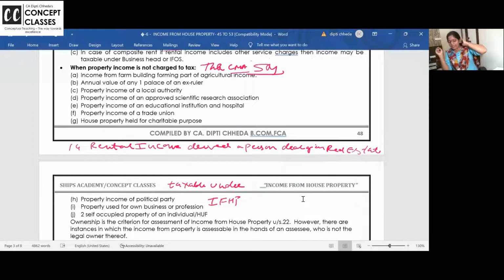When property income is not chargeable to tax. Okay, tell me, are there cases where property income is not taxable? Meaning rental income will not be taxed at all. When is it possible?